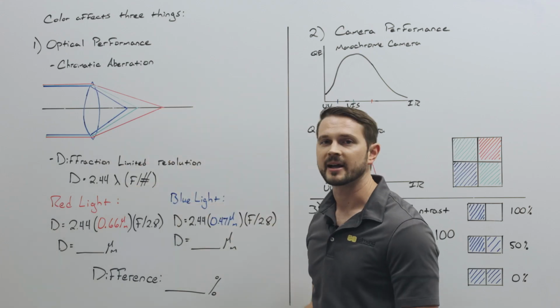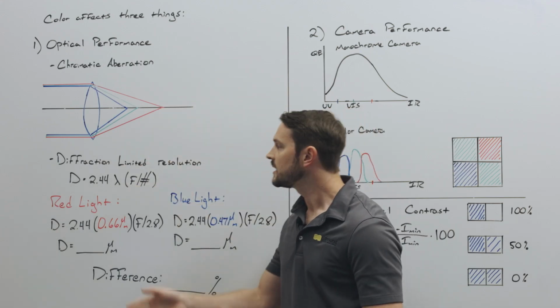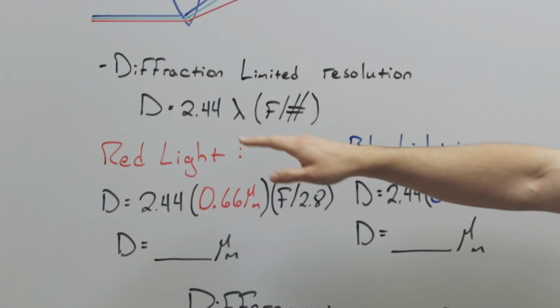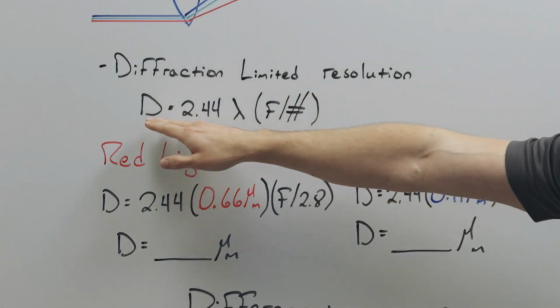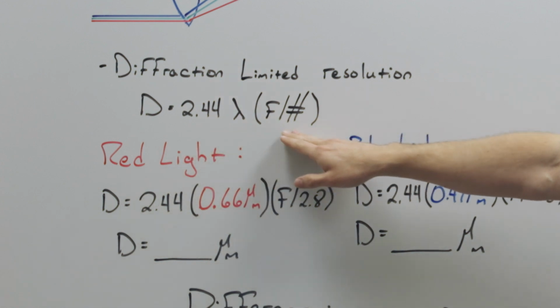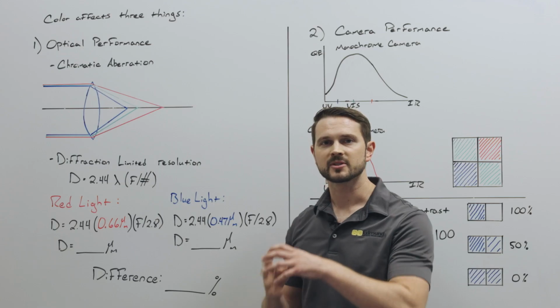The next way that color impacts our resolution and our performance is via diffraction limited resolution. So we have an equation that's D equals 2.44 times wavelength times F number. And this D here is representative of a spot size.